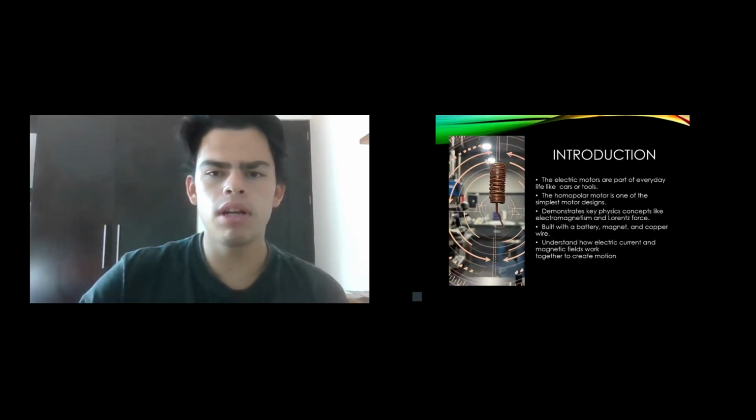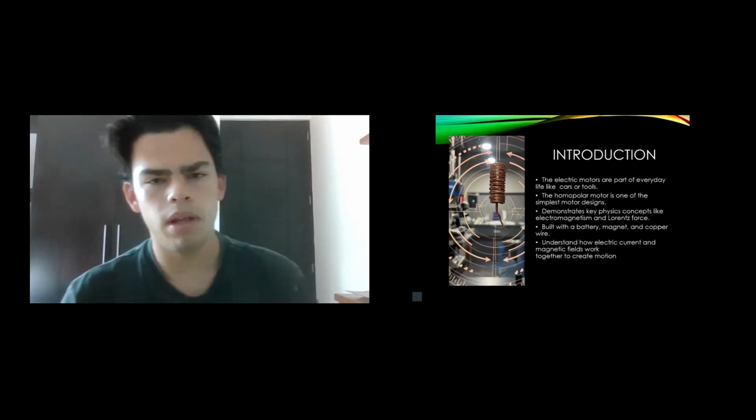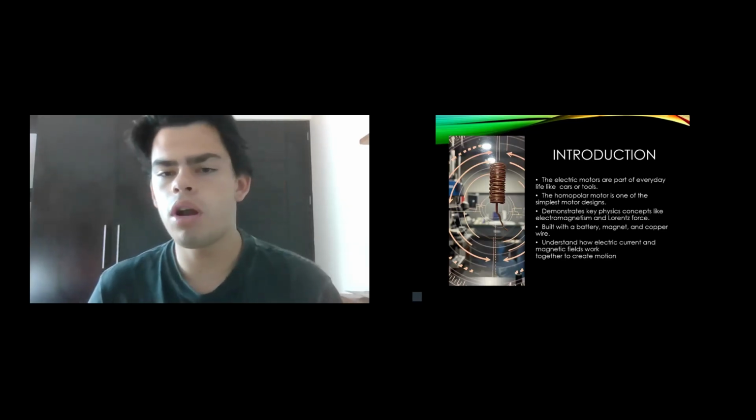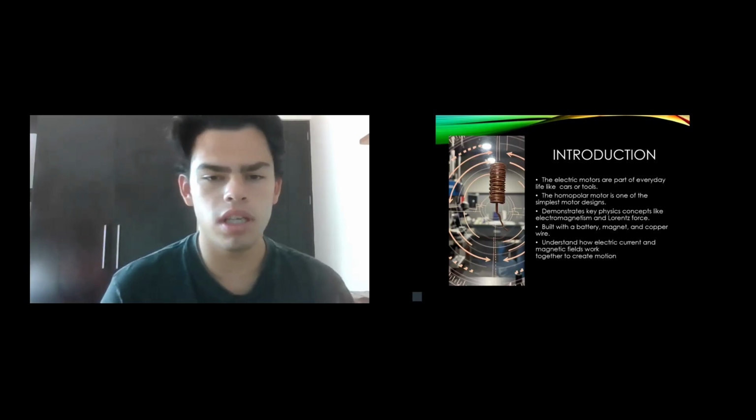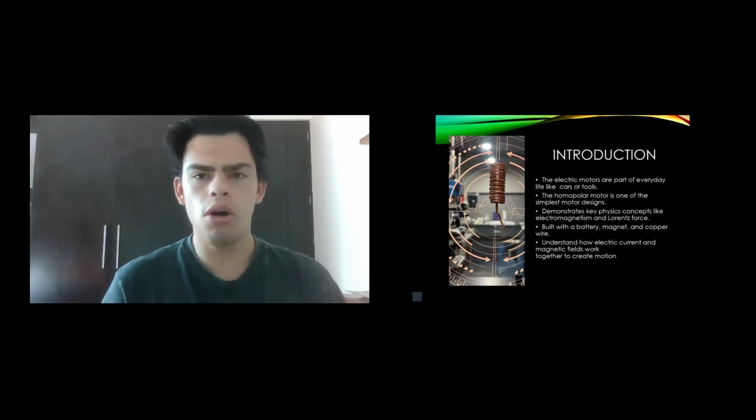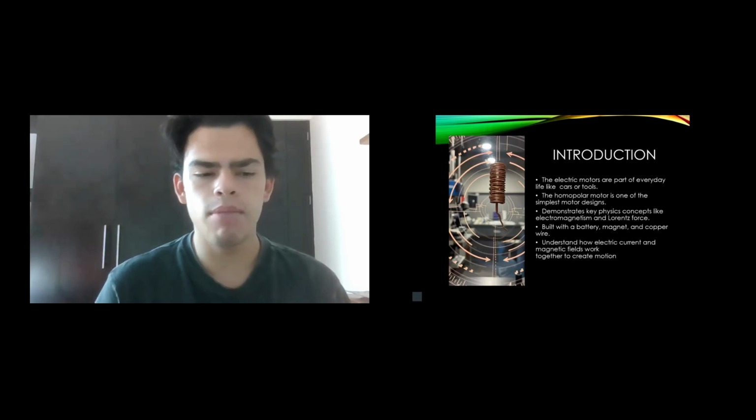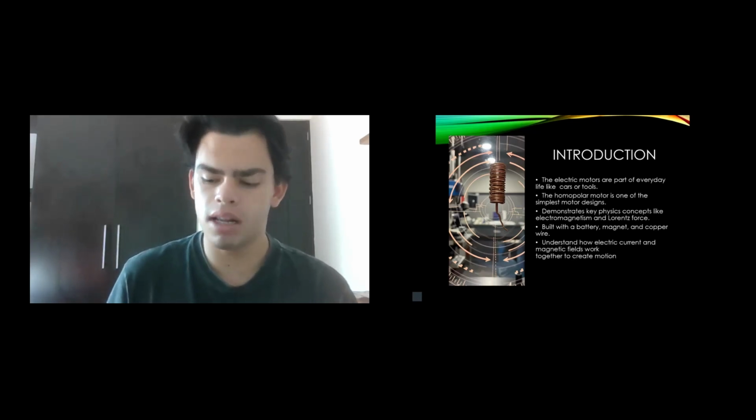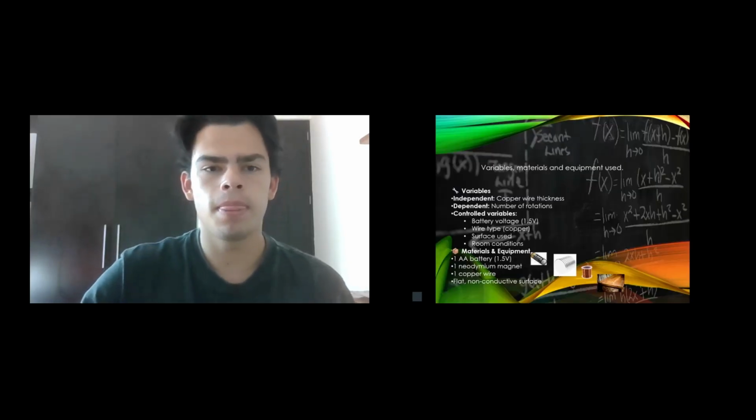So the next one is the introduction of my experiment. This is the electric motor like you see every day, like in a car or different tools. And the homopolar motor is one of the simplest motor designs, to understand how electric current and a magnetic field work together to create motion with a battery, magnet, and copper wire.